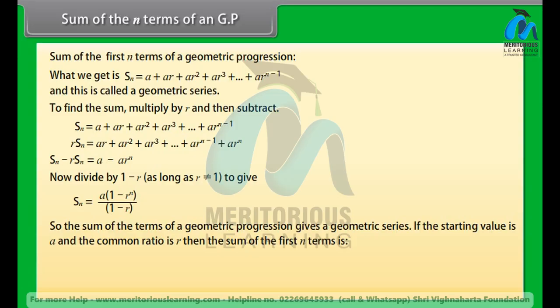If the starting value is a and the common ratio is r, then the sum of the first n terms is Sn is equal to a into 1 minus r raised to the power n whole upon 1 minus r, provided that r is not equal to 1.